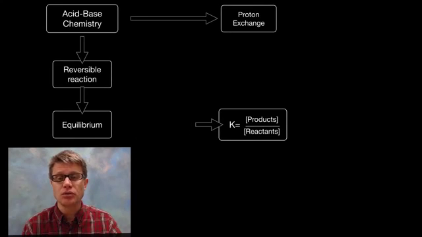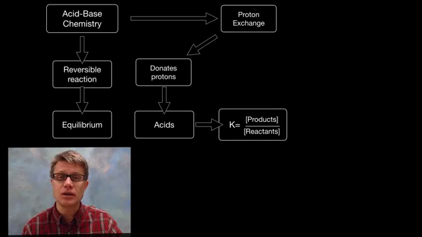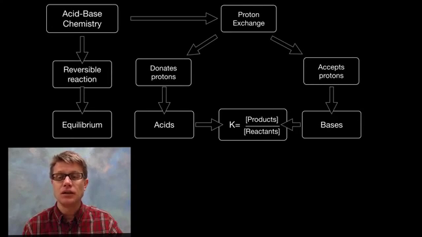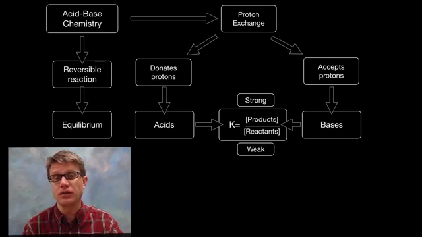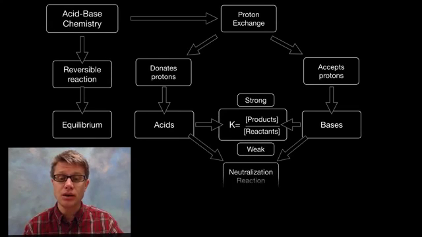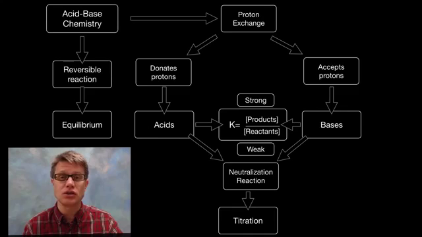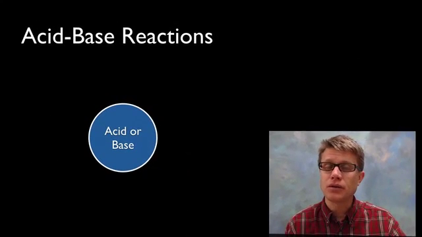Now, what is an acid or a base? Remember, it all relates to proton exchange. And so if you're donating a proton, you're going to be an acid, and if you accept a proton, then you're going to be a base. And so we can measure the equilibrium constants of acids and bases and determine if they're strong, in other words, they're favoring the products, or if they're weak. We can also combine acids and bases, and we have what's called a neutralization reaction, and we can measure those using titration and titration curves.